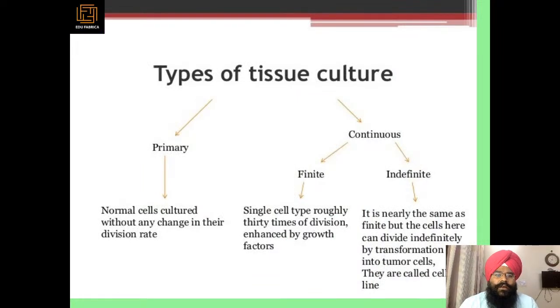So they are primary, we have discussed already, continuous, finite, and indefinite. Primary are the ones with a normal cell culture with change in their division rate, and continuous is the finite and indefinite. In the finite, we have single types, roughly 30 divisions. Indefinite is like tumor cells. They keep growing and they never stop. Their growth is never stopped.